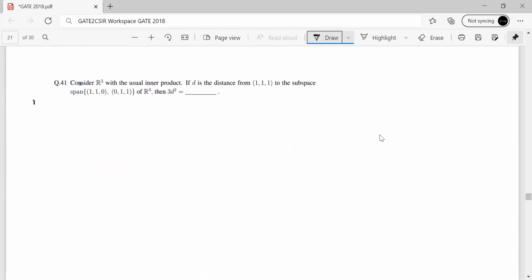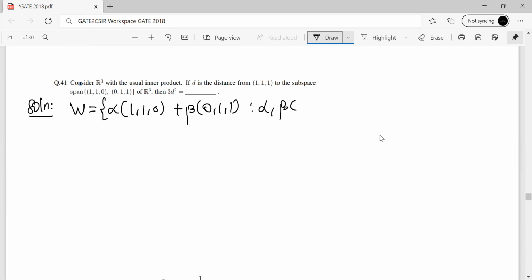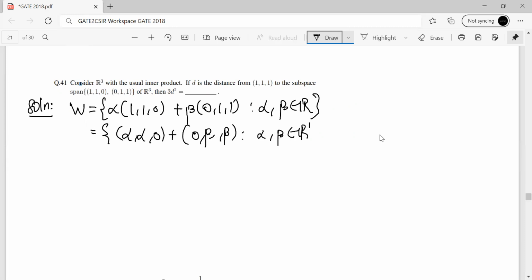Now let's consider this one. It is saying that you are given R3 with usual inner product, and D is the distance from this to the subspace spanned by this. So let W be the subspace spanned by these two vectors: alpha times 1, 1, 0 plus beta times 0, 1, 1, so that alpha and beta belong to the set of reals. Okay. So let us write down this.